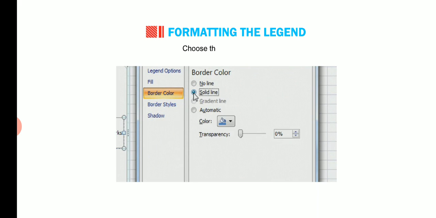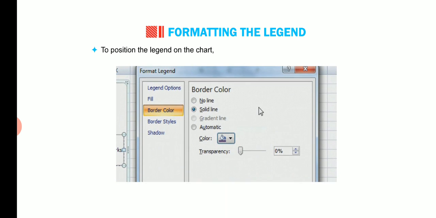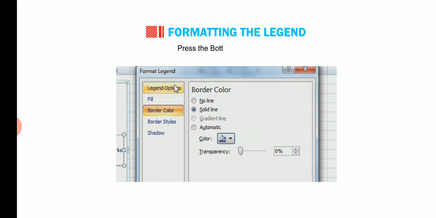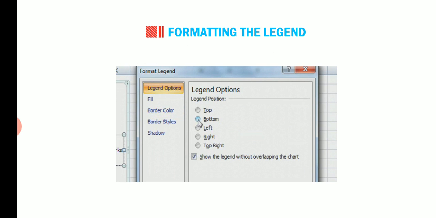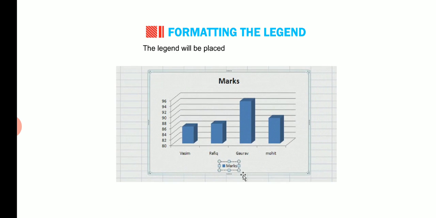Choose the desired color. To position the legend on the chart, click on the Legend Options tab in the Format Legend dialog box. Press the bottom radio button. Click on Close. The legend will be placed at the bottom of the chart.